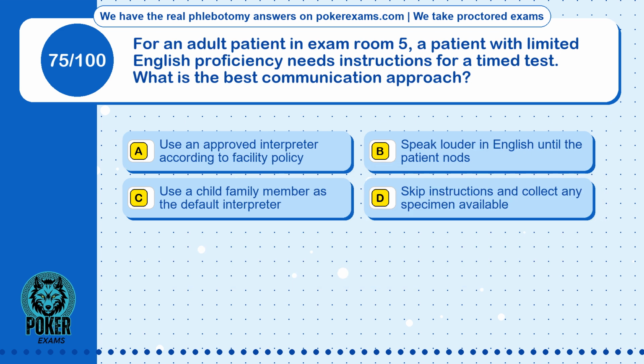Question 75. For an adult patient in exam room 5, a patient with limited English proficiency needs instructions for a timed test. What is the best communication approach? Option A, use an approved interpreter according to facility policy. Option B, speak louder in English until the patient nods. Option C, use a child family member as the default interpreter. Option D, skip instructions and collect any specimen available.